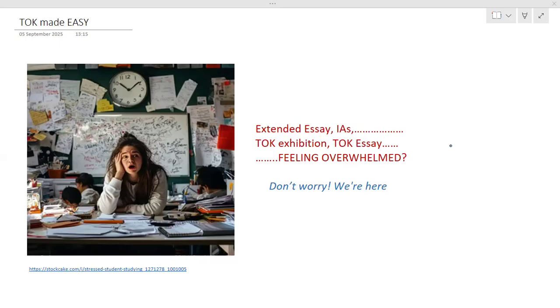Well, I would like to give you a glimpse of how we structure our courses and in what ways it can help you. Let us start with the TOK exhibition.